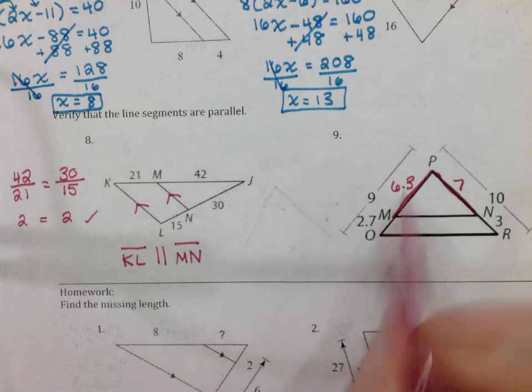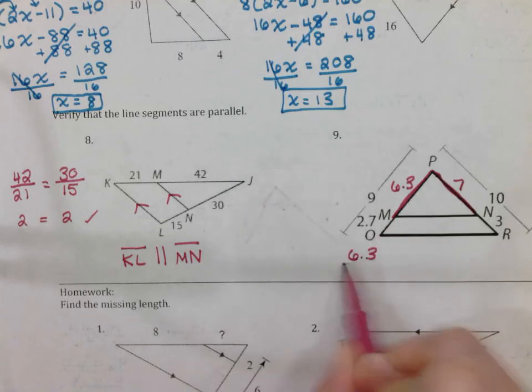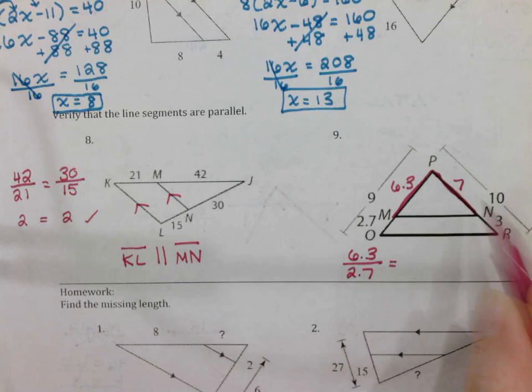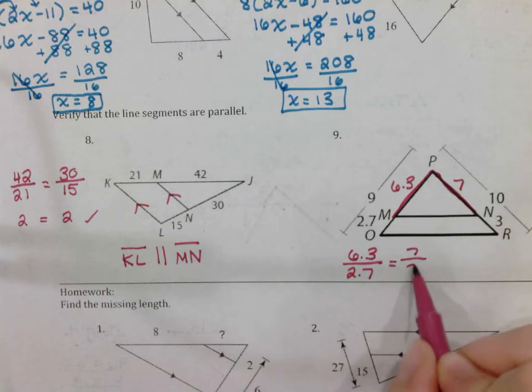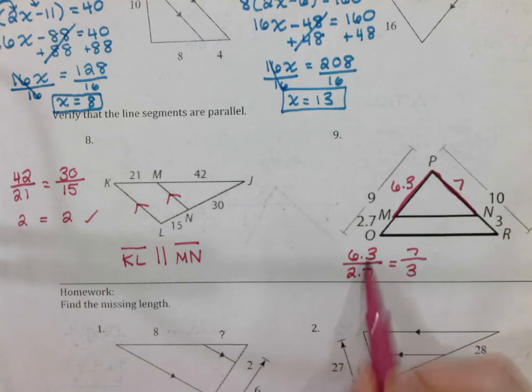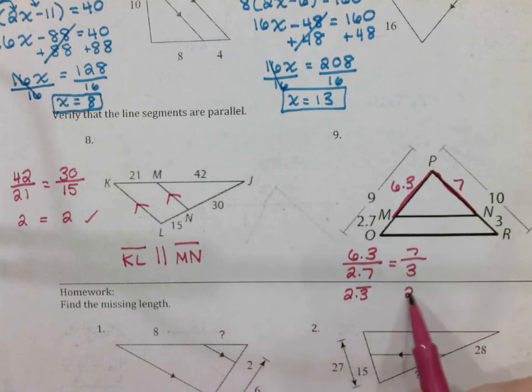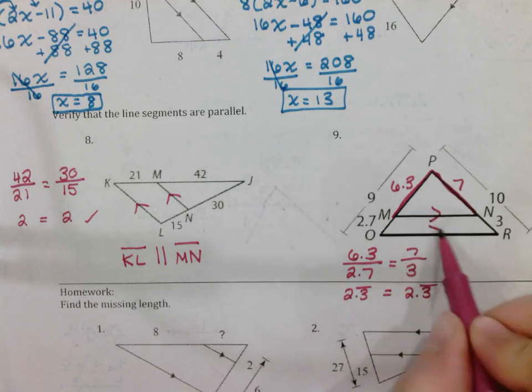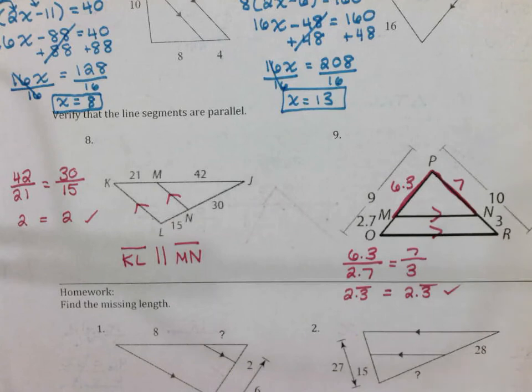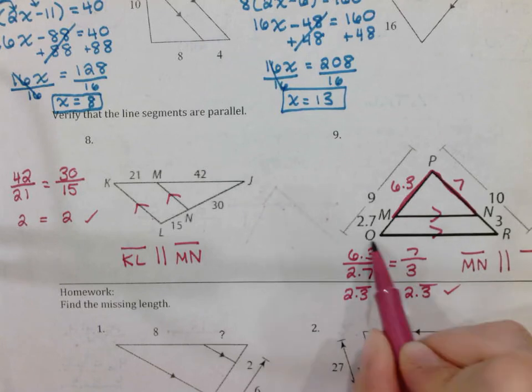I could do 6.3 over 2.7, and we want that to equal 7 over 3. So if you divide these, I think you get 2.3 repeating here and 2.3 repeating here. So we say, yeah, these are parallel. This line is parallel to this line. Doesn't matter where my arrows are pointing, by the way. And so if we want to use geometric notation, we can say segment MN is parallel to segment OR.